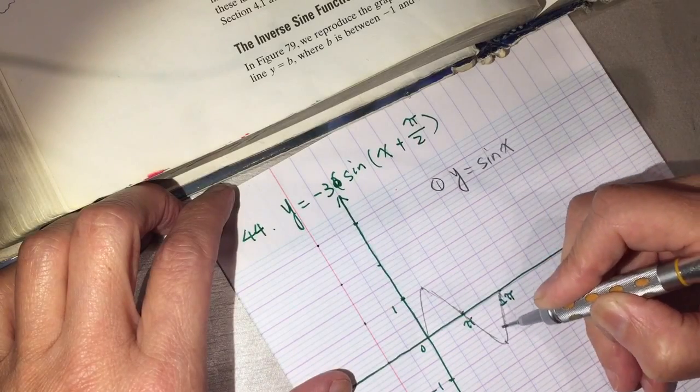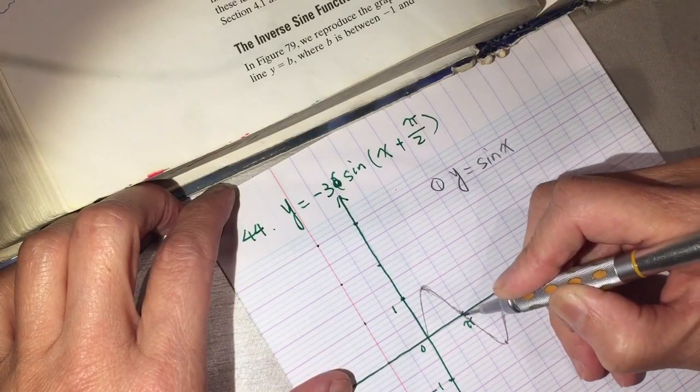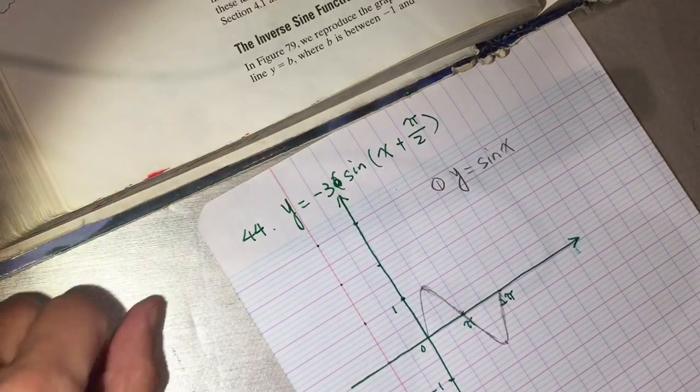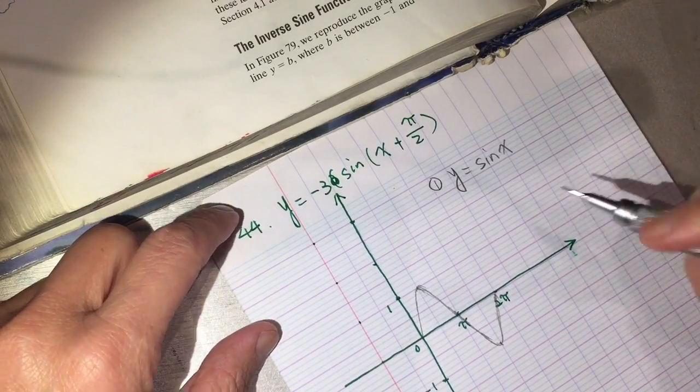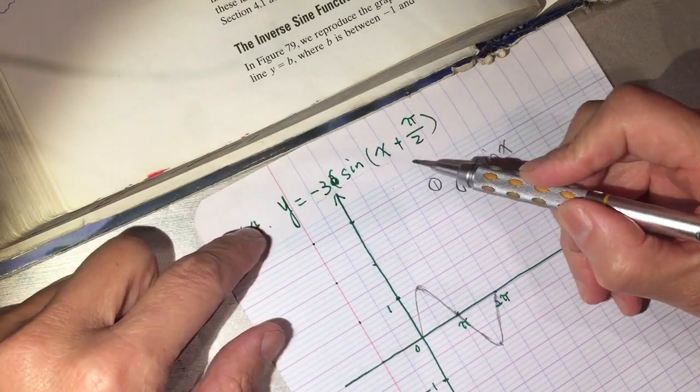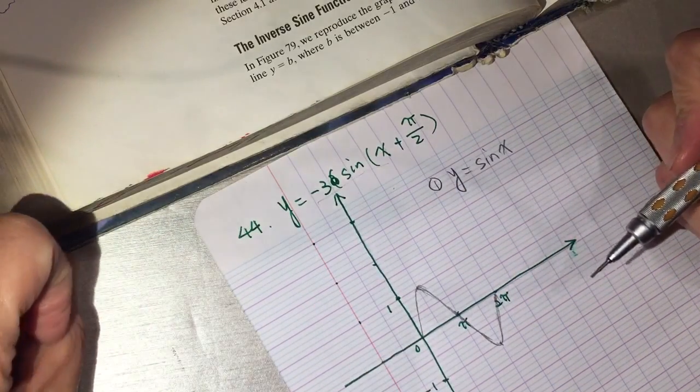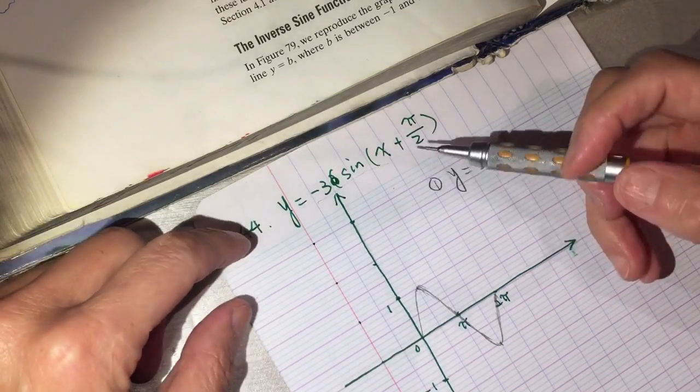Put some basic points there so that it's easier for you to go, right? This is y equals sine x. Now we first do the stretching. You can do the translation first, or you can do the stretching first. It's your choice.